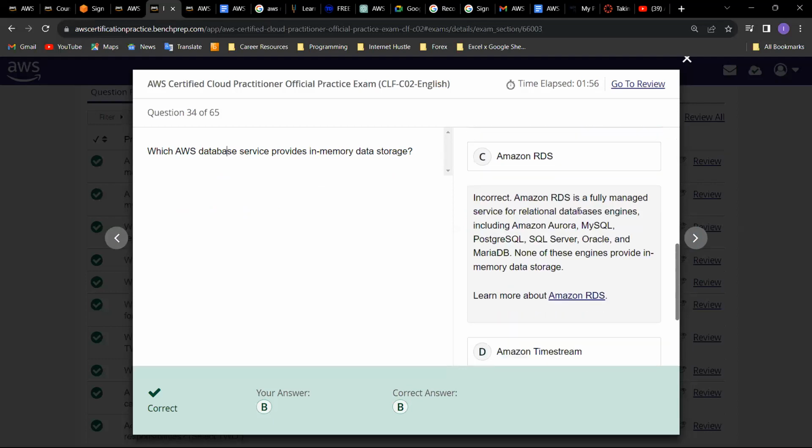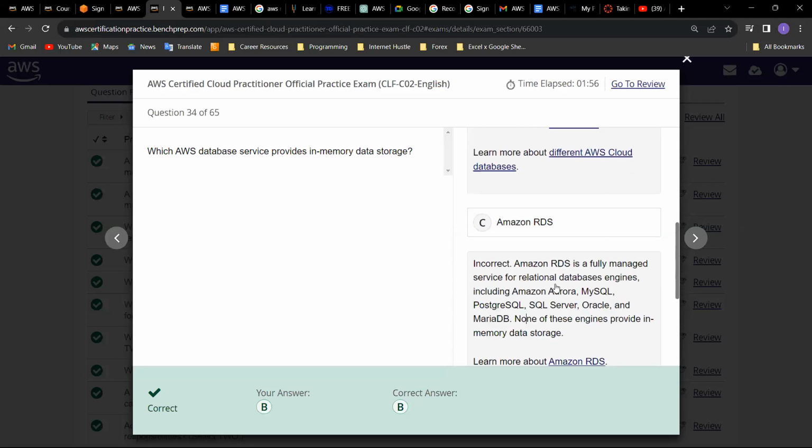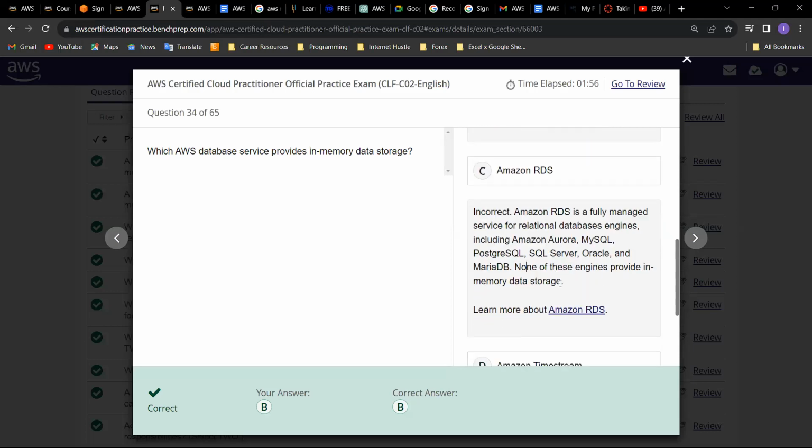I think most people also chose RDS. RDS itself is a fully managed relational database engine, right? So it's a database engine, and Aurora, SQL, all those things don't provide that kind of in-memory storage.